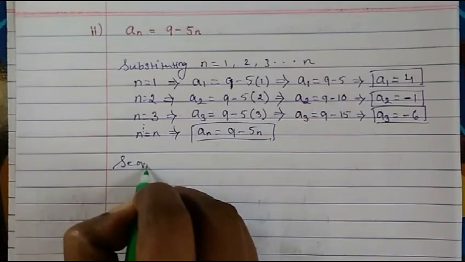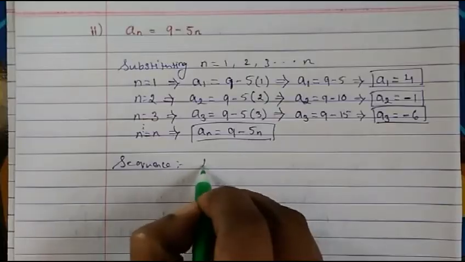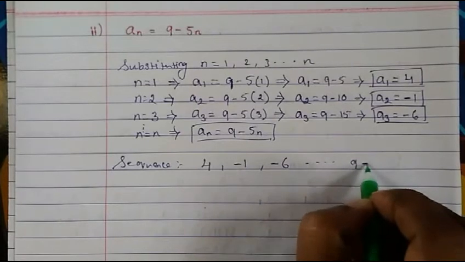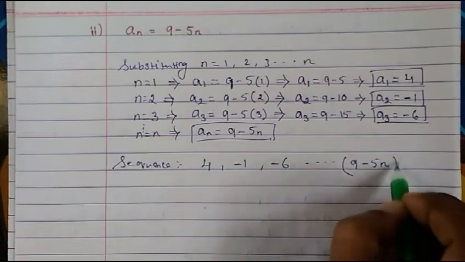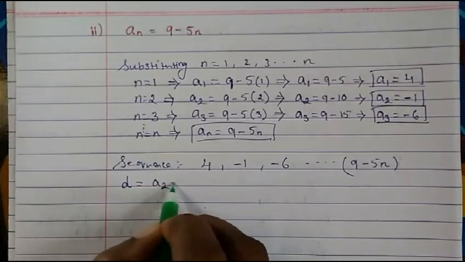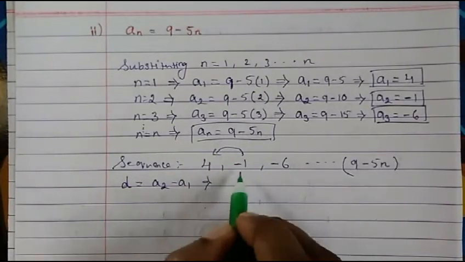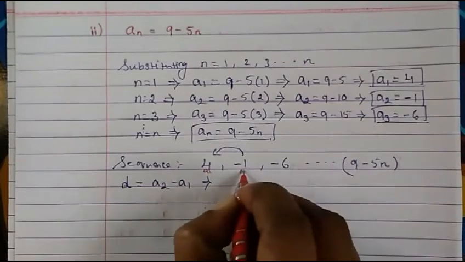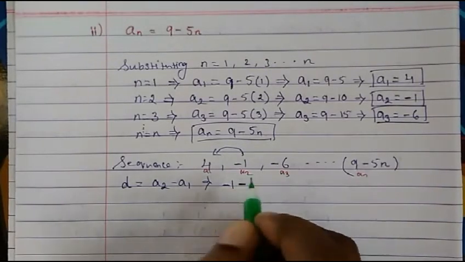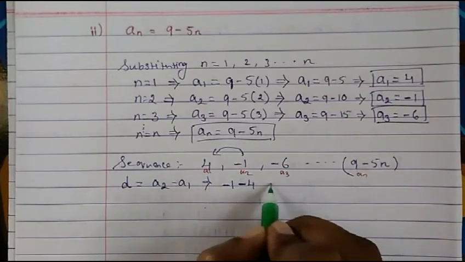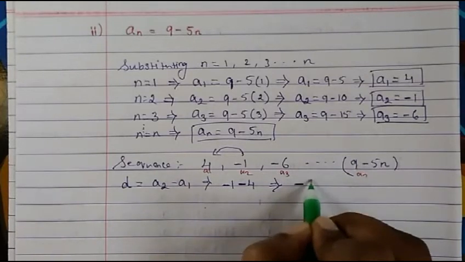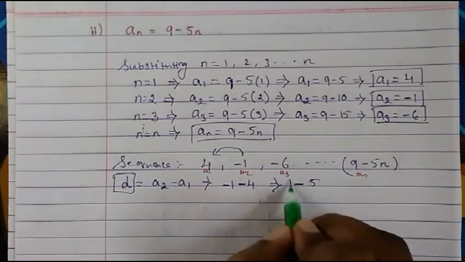So the sequence that we have got is 4, minus 1, minus 6, and so on, that is 9 minus 5n. Now we have to check whether it is an AP or not. For that, we have to find the d value, that is a2 minus a1. So a2 is minus 1 minus a1 which is 4, that will give us minus 5. So d we got is minus 5.